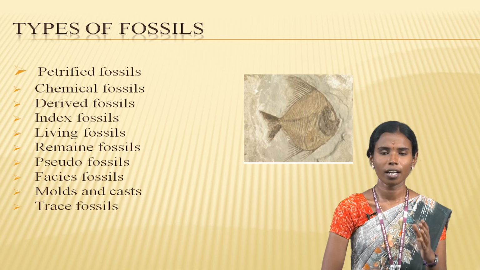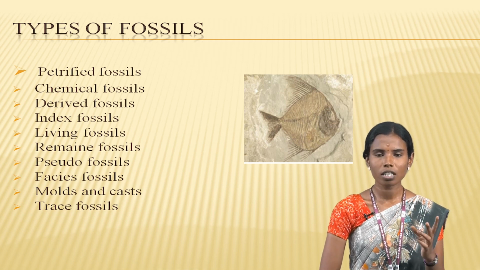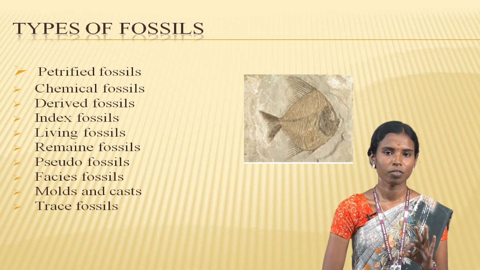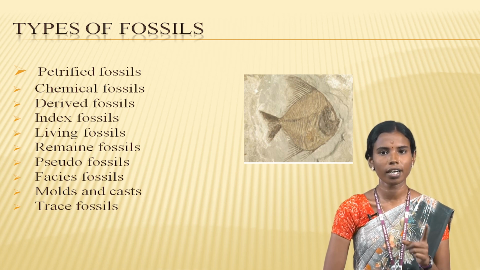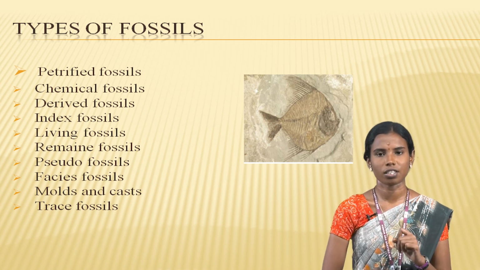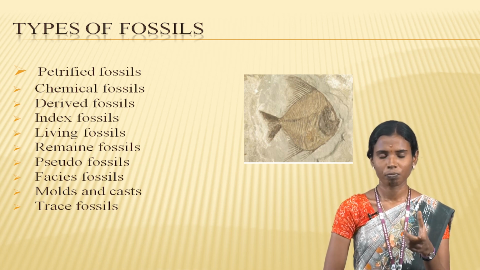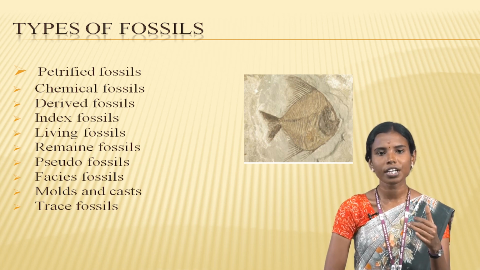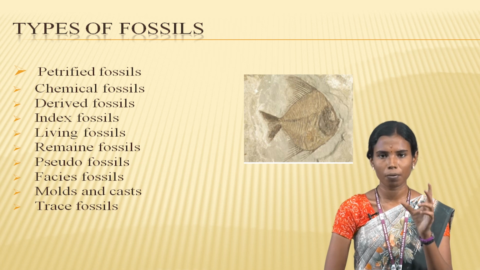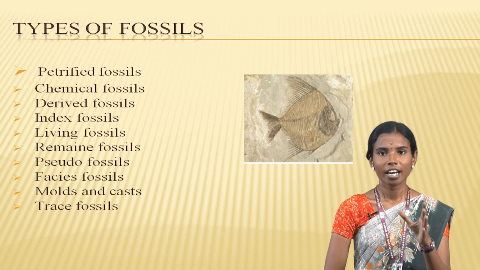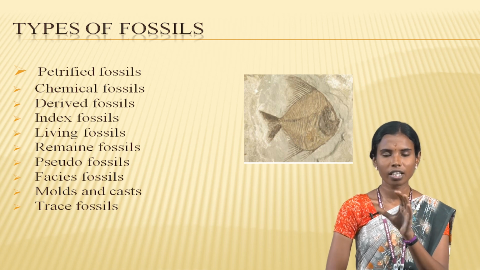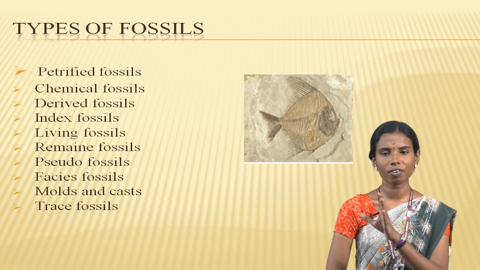Next we will see the types of fossils. Based on the formation, fossil types are divided into three. The first one is actual remains, the second one is traces, and the third one is petrification. So what is actual remains? In the actual remain fossil, the entire body or the hard parts of the species are preserved, like a bone of a species or a tooth of a species. These are the examples of actual remain fossils.